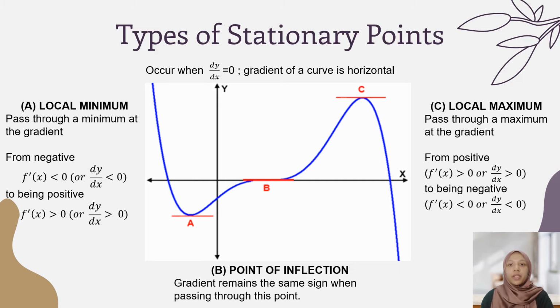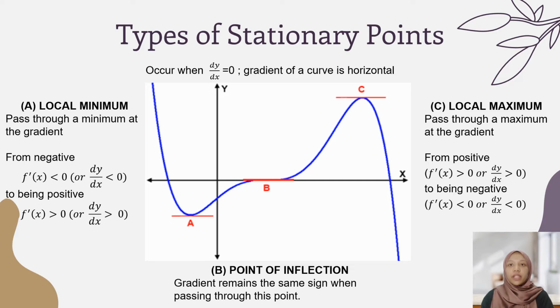First, local minimum. We can see that when we have a point that passes through a minimum, the gradient goes from negative, which is f prime x less than 0, or dy over dx less than 0, to positive, which is f prime x more than 0 or dy over dx more than 0.